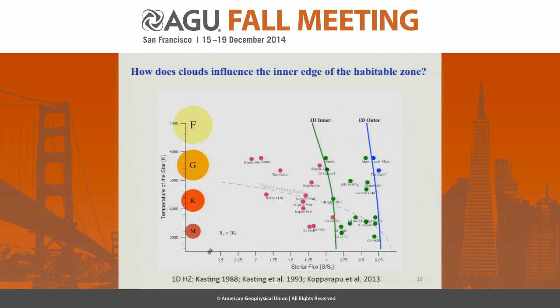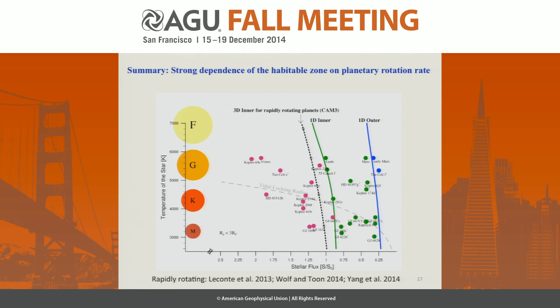Based on a 1D radiative transfer model, the green line shows the inner edge, and the blue line shows the outer edge. This model doesn't include clouds. If we include clouds, using a 3D model, we found that the inner edge moves closer to the star. This is because of including clouds and the unsaturation of the atmosphere.